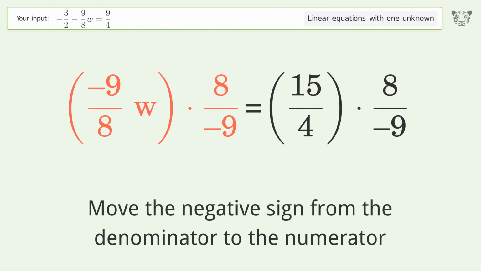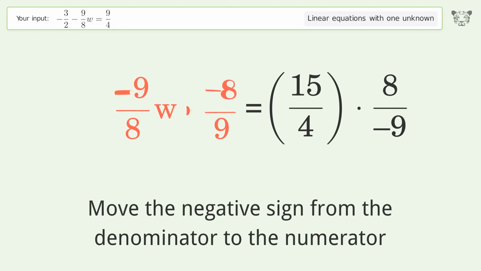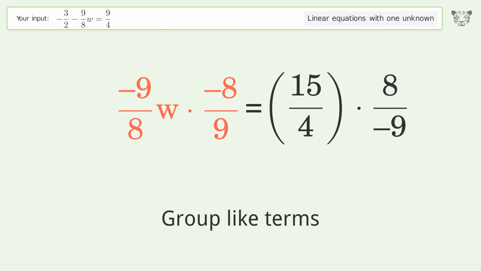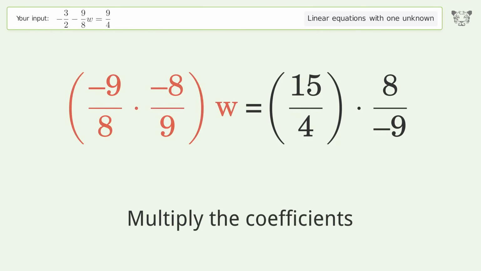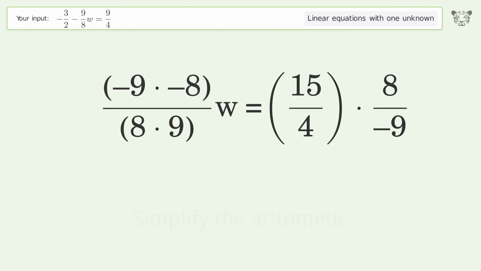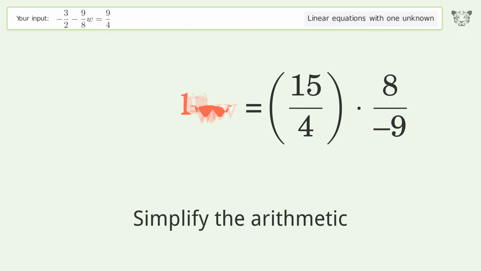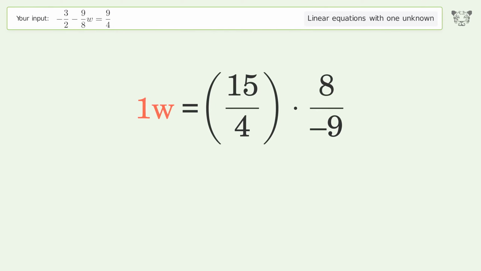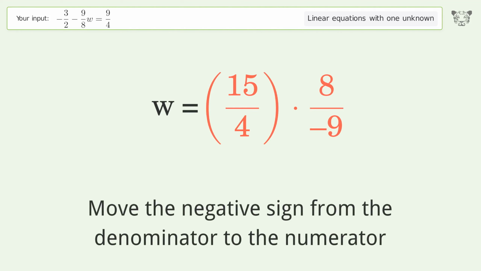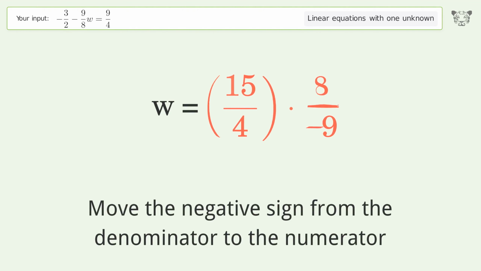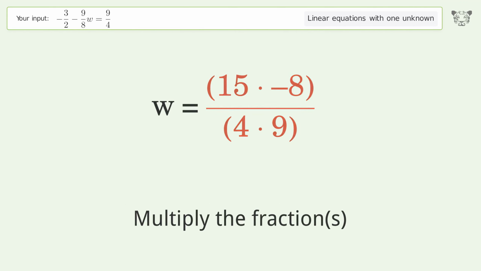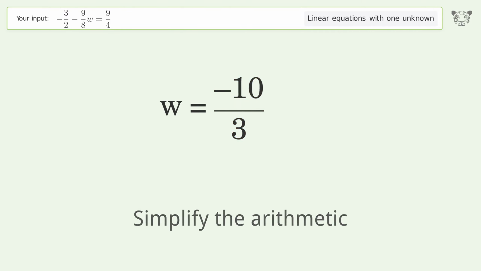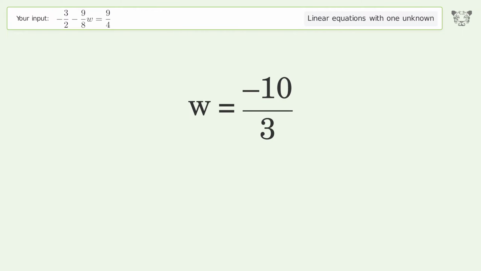Move the negative sign from the denominator to the numerator. Group like terms. Multiply the coefficients. Simplify the arithmetic. Move the negative sign from the denominator to the numerator. Multiply the fractions. Simplify the arithmetic. And so the final result is w equals -10/3.